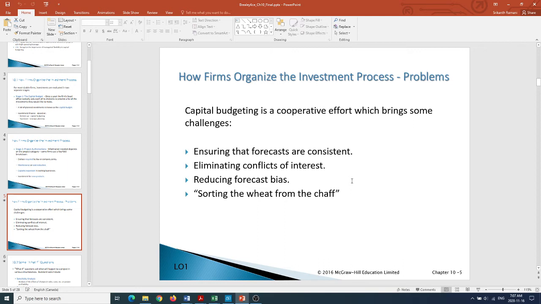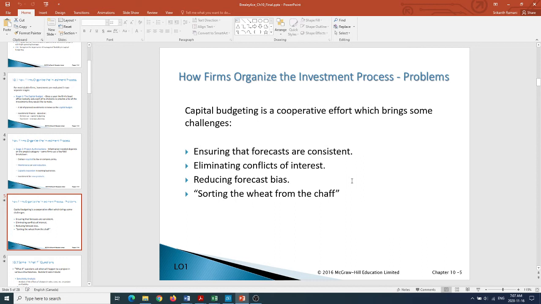A lot of these conflicts of interest were actually present during the financial crisis of 2007 to 2009. Leading up to the financial crisis, a lot of these banks took huge amounts of risk, while presenting them as less risky in some sense.